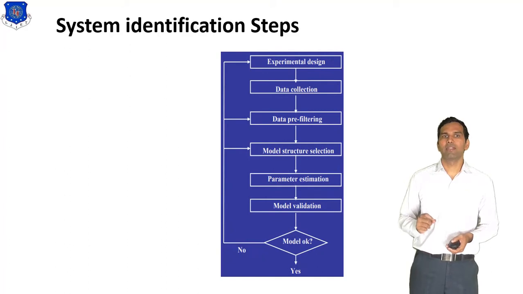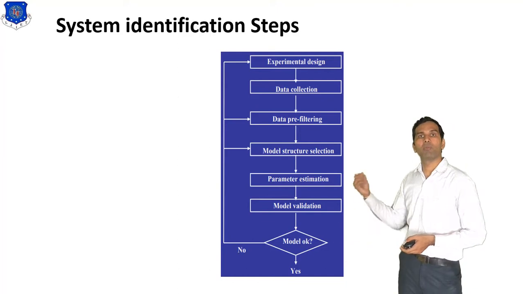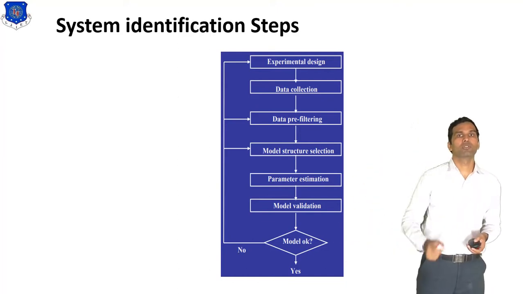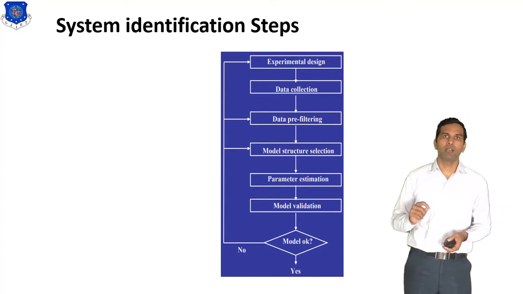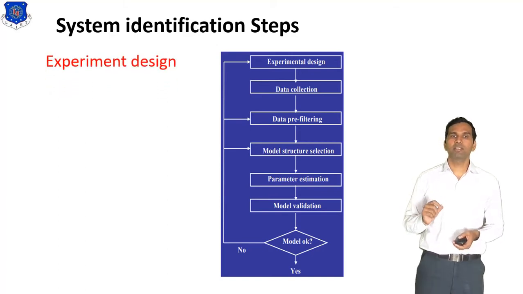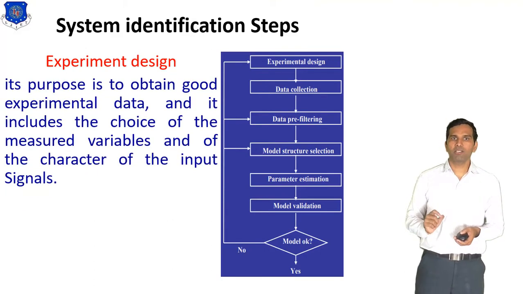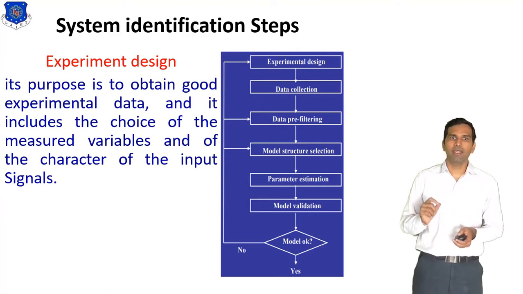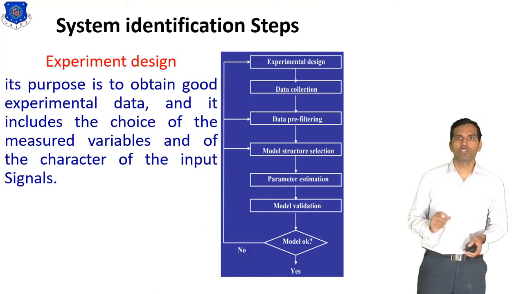Now we understand the system identification steps. Here this is the flow chart, or we can say these are the steps used to identify the system. So we understand one by one the important steps of system identification. The first one is experiment design. Its purpose is to obtain good experimental data, and it includes the choice of the measured variable and of the character of the input signal.